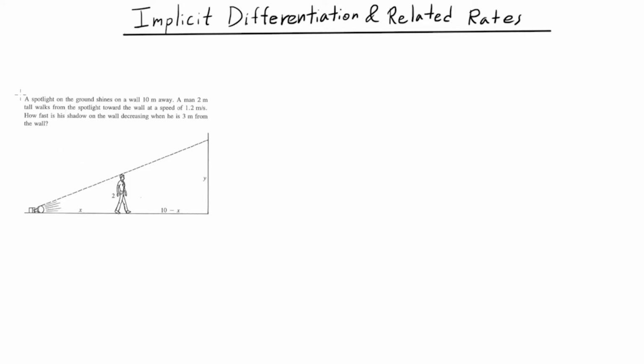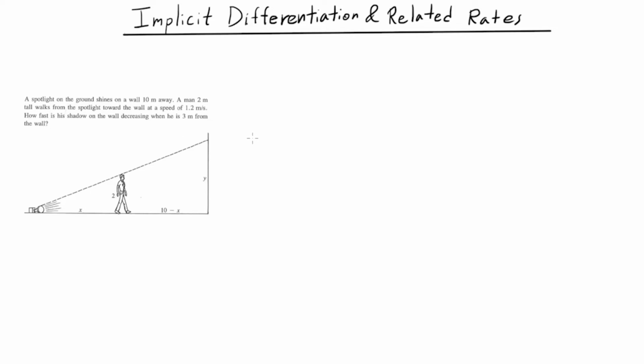It says, a spotlight on the ground shines on a wall 10 meters away. A man 2 meters tall walks from the spotlight towards the wall at a speed of 1.2 meters per second. How fast is his shadow on the wall decreasing when he is 3 meters from the wall?